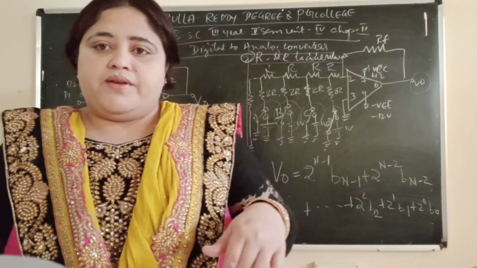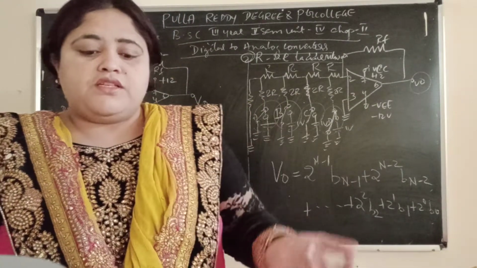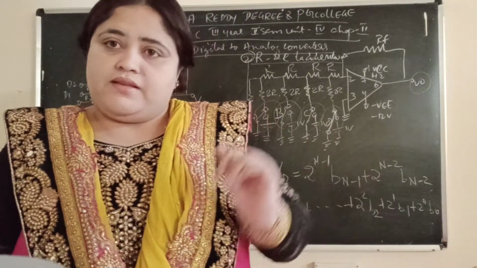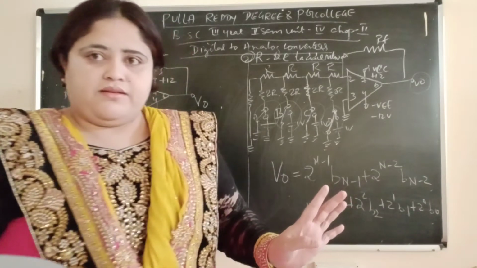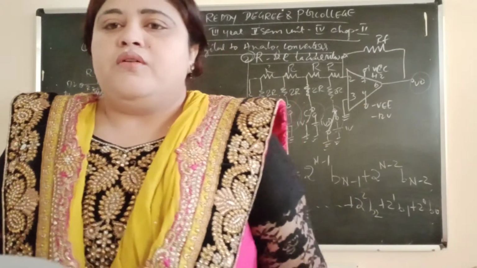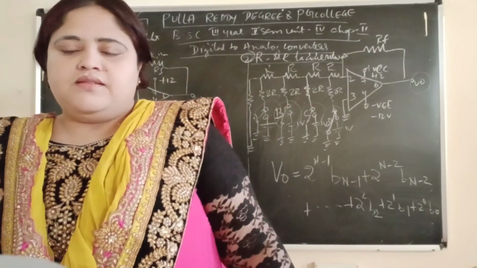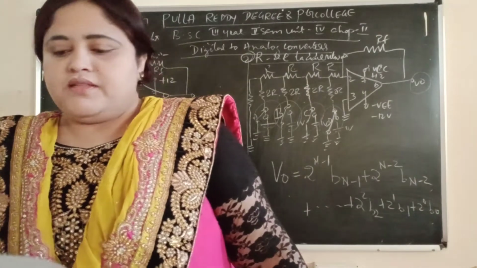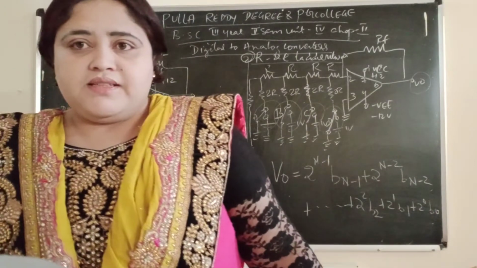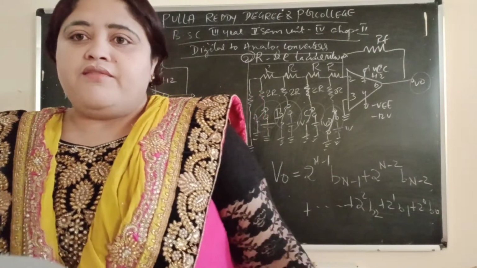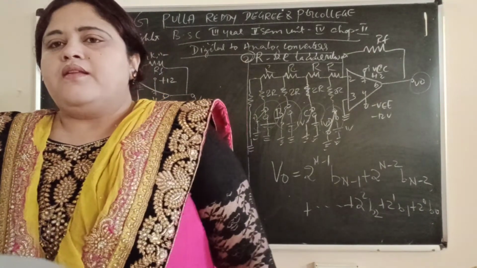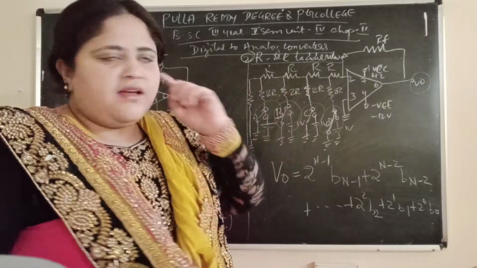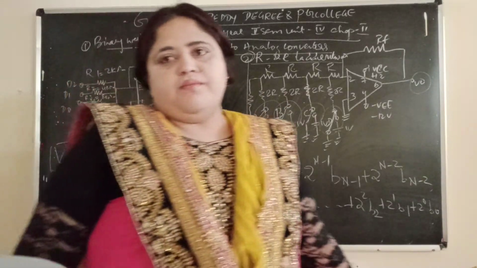The inputs will be converted into analog form using the superposition method. Okay, fine. So now finally, the output of the DAC is directly proportional to the weights of the switches. So by this you have finished the R2R ladder network method also.